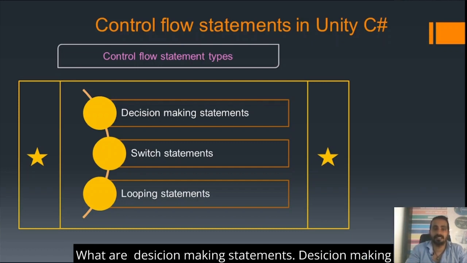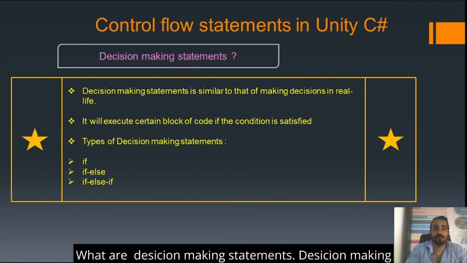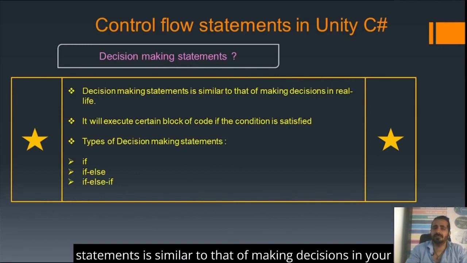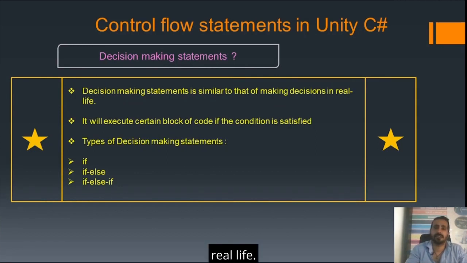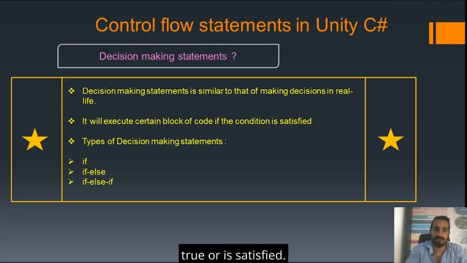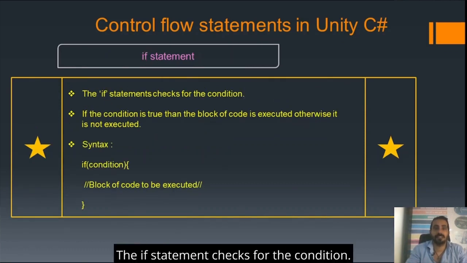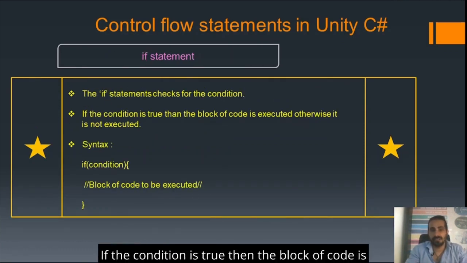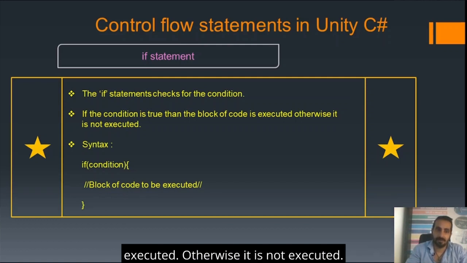What are decision making statements? Decision making statements are similar to making decisions in your real life. It will execute a certain block of code if the condition is true or is satisfied. The if statement checks for the condition. If the condition is true, then the block of code is executed. Otherwise, it is not executed.